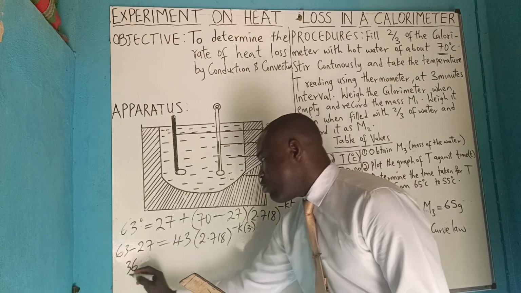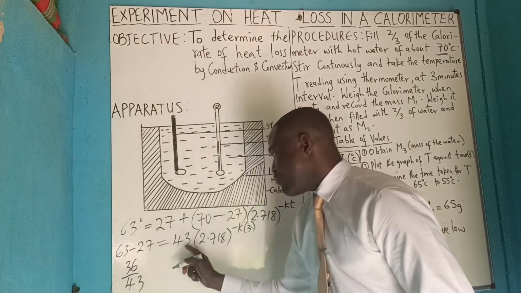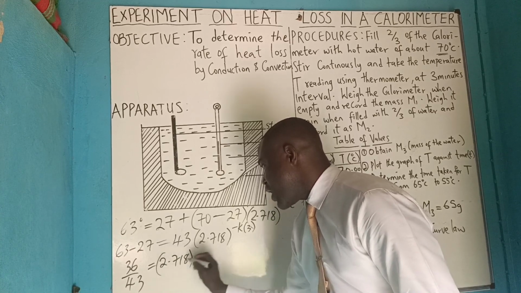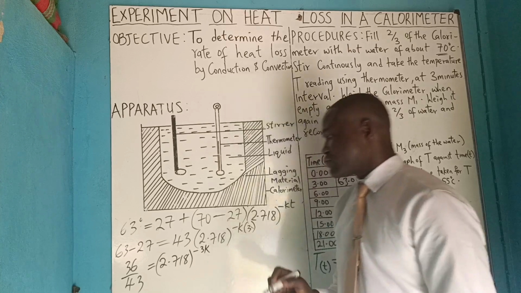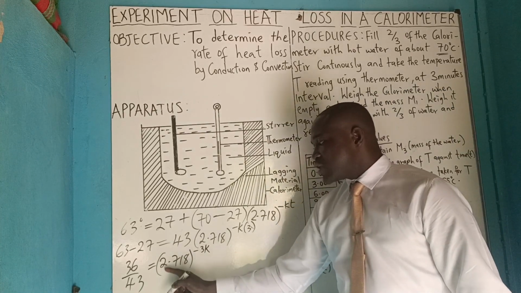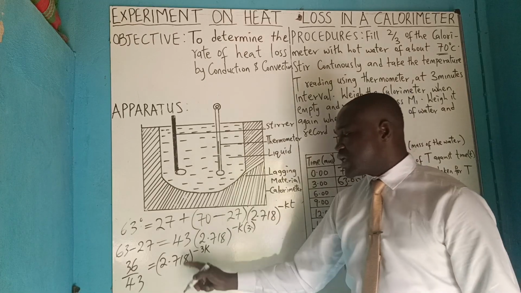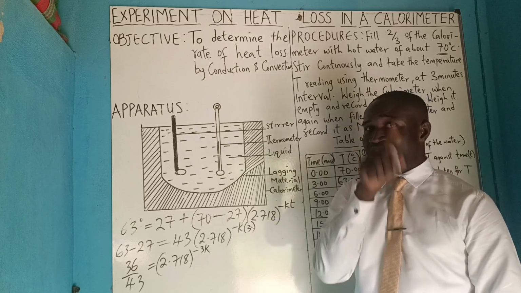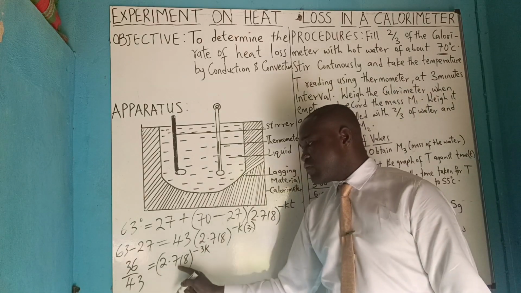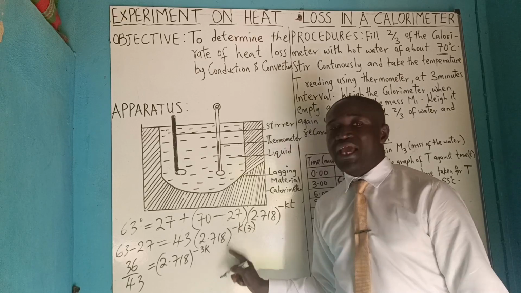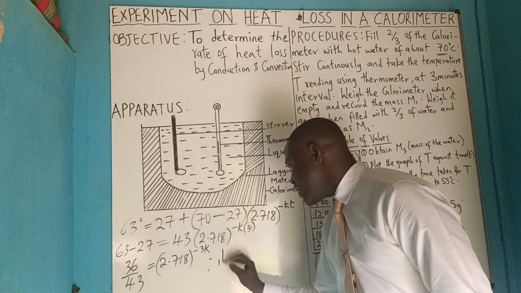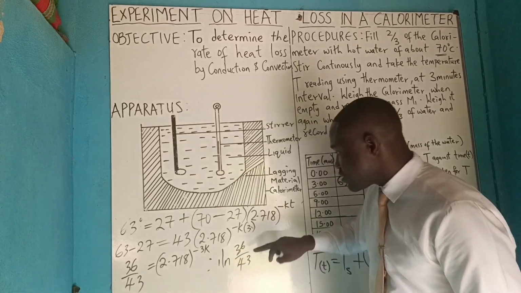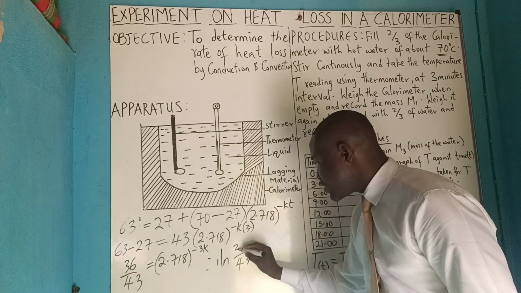Then you say all over 43. All over 43 gives you 2.718 raised to the power of minus 3k. Here, remember that 2.718 is equivalent to E. And so the opposite of E in mathematics is ln. For us to bring down minus 3k, we take ln of both sides. Therefore, taking ln of what? 36 over 43.